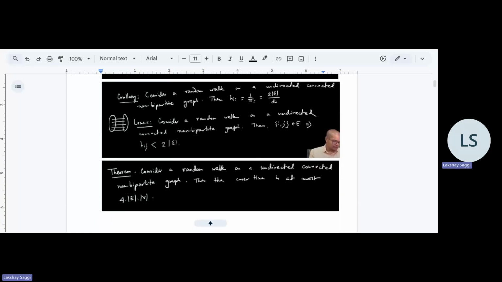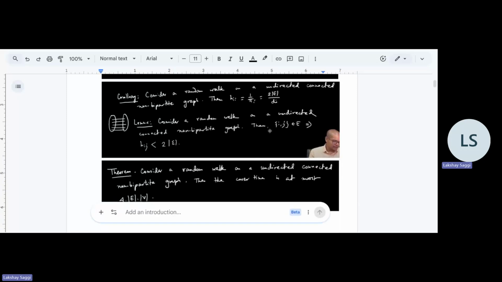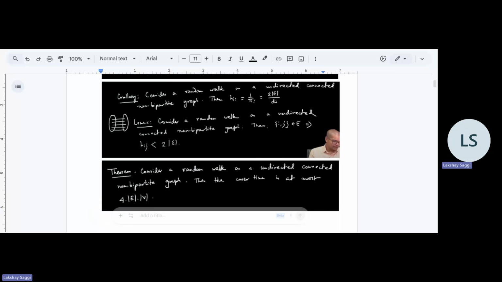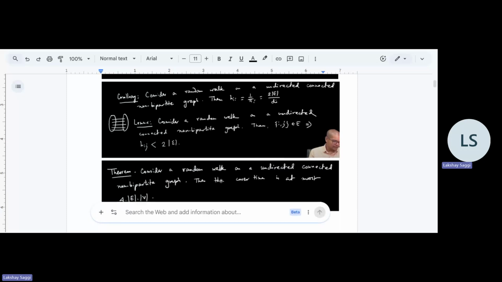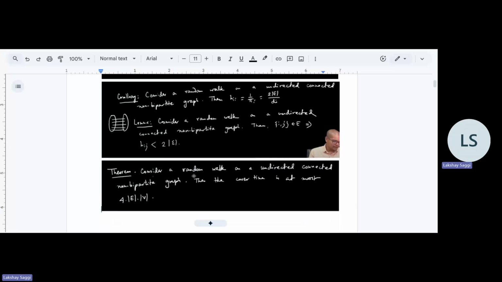This property turns out to be really useful. Whenever we are doing a random walk on a graph, if there is an edge from i to j, then we can always say that the hitting time from i to j is less than twice the number of edges. And this lemma actually results in this theorem, whose proof was also discussed in the lectures. If we consider a random walk on an undirected connected non-bipartite graph, then the cover time of the random walk is at most 4 times the number of edges times the number of vertices.